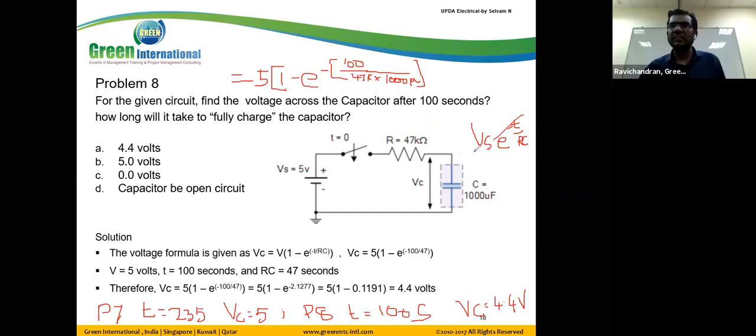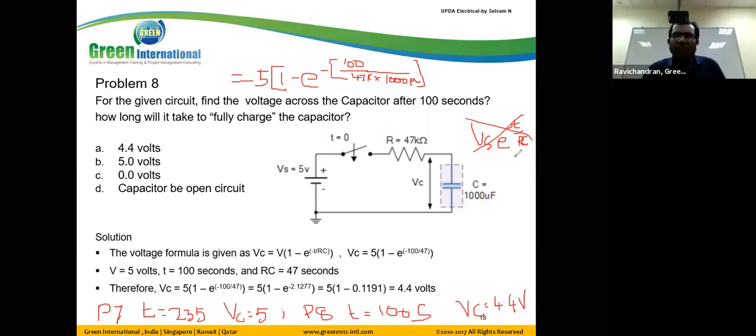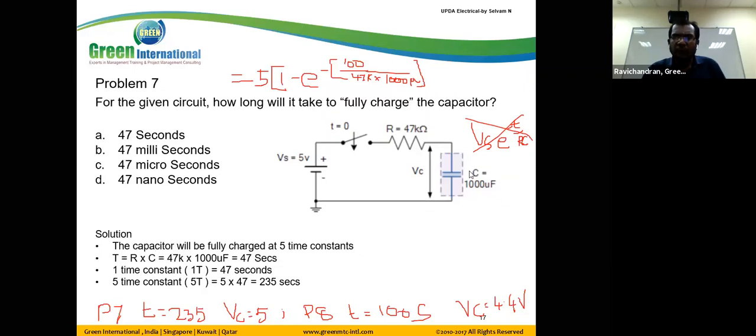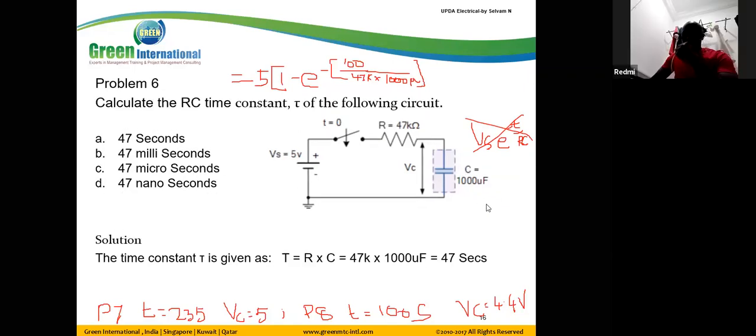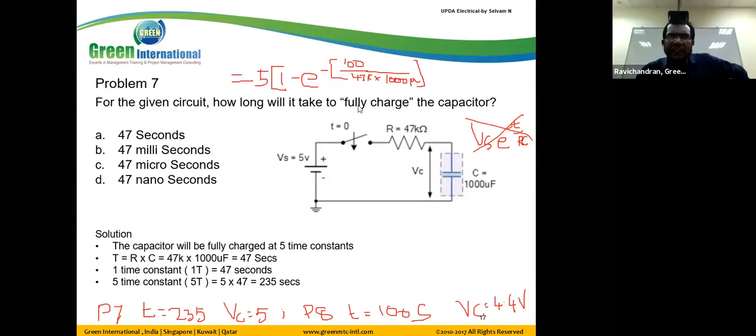Now we are discussing the charging current. And once again, compare with problem number 7. They say that it is fully charged. Once again, see the question. Supply voltage is 5 volts. We have a capacitor. At fully charged, what is the voltage in the capacitor?